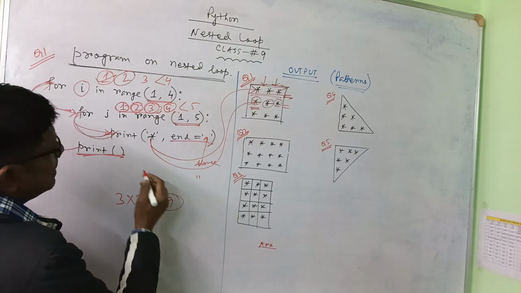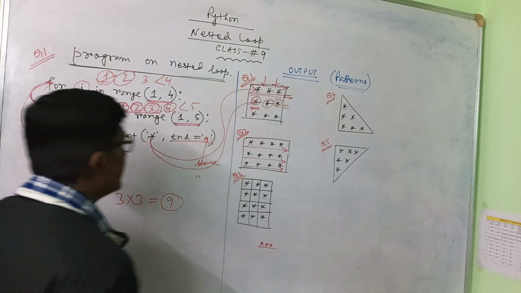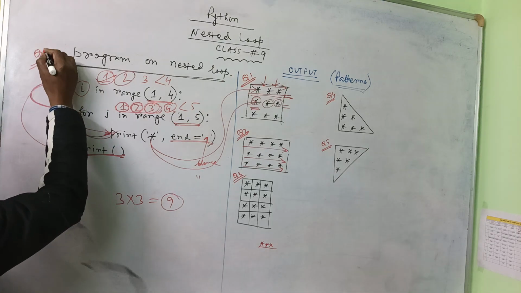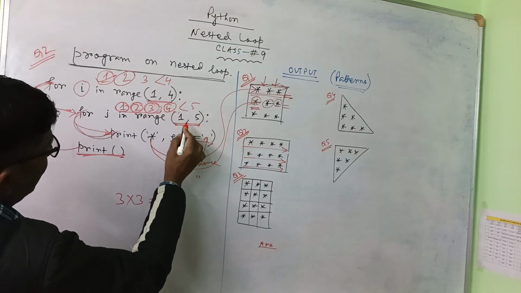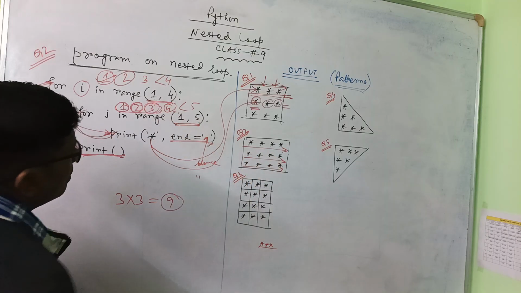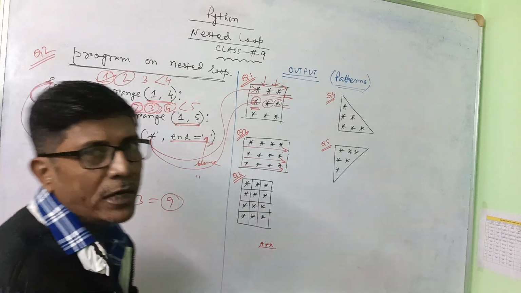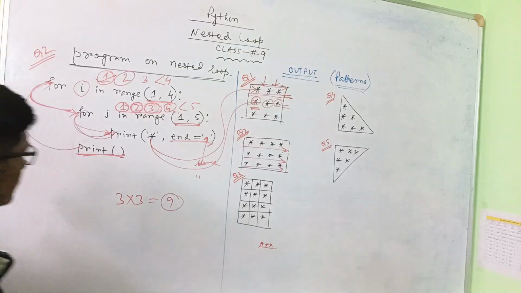So you can understand, similar way we are getting like this. So this is the question number 2. Question number 2 means this is 1 to 4 and 1 to 5, we will get the rectangle like this. Okay, so I think you can understand how we are applying the nested loop.